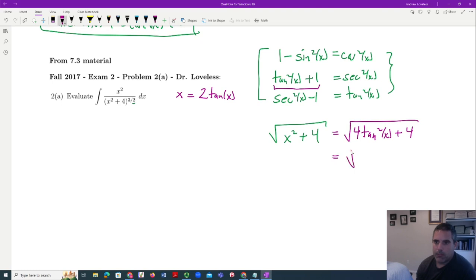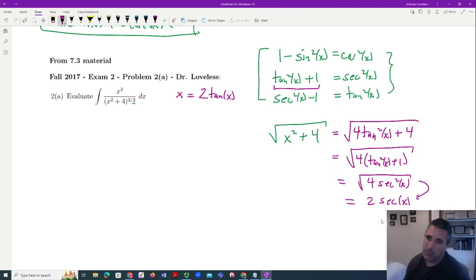And this then is going to be the square root of 4 tangent squared of x plus 1. And this is the same as 4 secant squared of x. And this is the same as 2 secant of x. Now there's a little subtlety here, only if secant of x is positive.